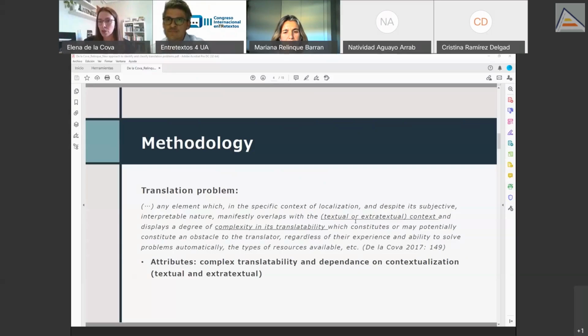And the textual context refers to the linguistic environment, the linguistic text, where a specific element appears, whereas the extra-text is also the related content to that element. So, for example, in a localization project of a software, the text of the graphical user interface is related to, for example, help material or marketing material, where consistency between elements is needed. That is what traditionally has been understood as textual context.